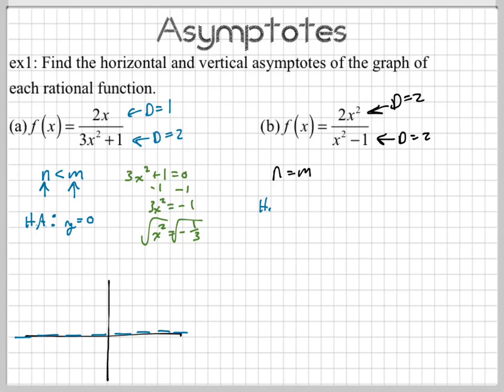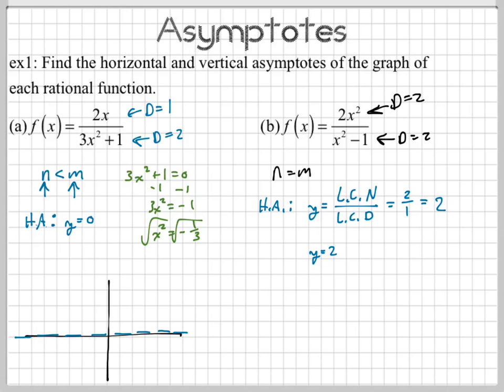So let's see, HA. So my horizontal asymptote, what's my horizontal asymptote going to be? Well, it's going to be y equals the leading coefficient from the numerator divided by the leading coefficient from the denominator. So it's going to be 2 divided by 1. Because your leading coefficient for the numerator is 2, the leading coefficient for the denominator is 1. And so what's my horizontal asymptote? Y equals 2.